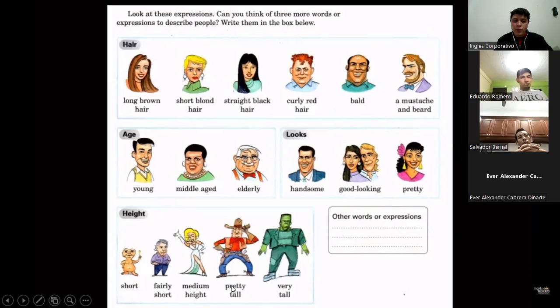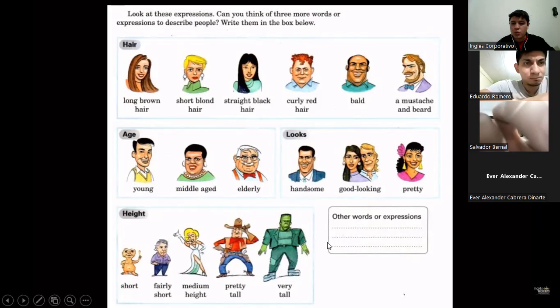But pretty, guys, do not worry. Vamos a ver también los adverbios, chicos, cómo utilizarlos, right? Pero en este caso es bastante bueno que se hayan dado cuenta de esto, yeah. Medium height, okay? Mediana estatura, sorry. Pretty tall, bastante alto. Very tall, muy alto, right? Like this one. So, I don't know if I make myself understood, guys. Do you understand? ¿Entendimos bien esto? Yes, no? A little bit? Okay, very nice.